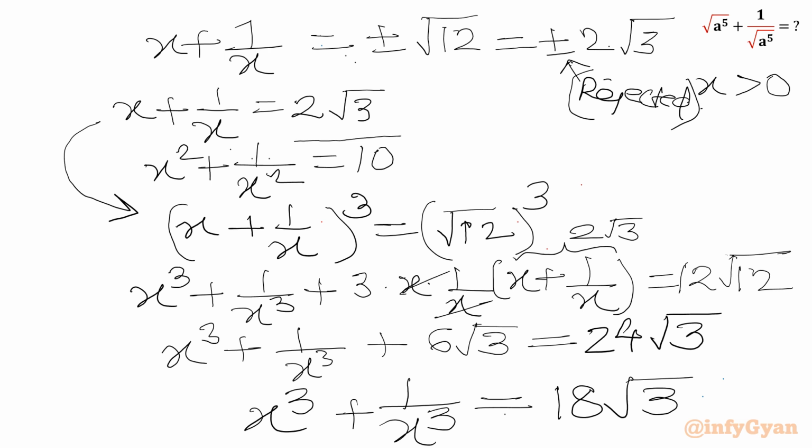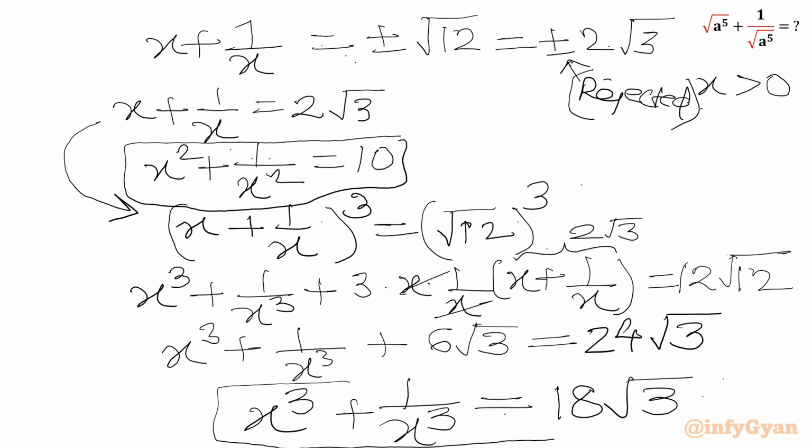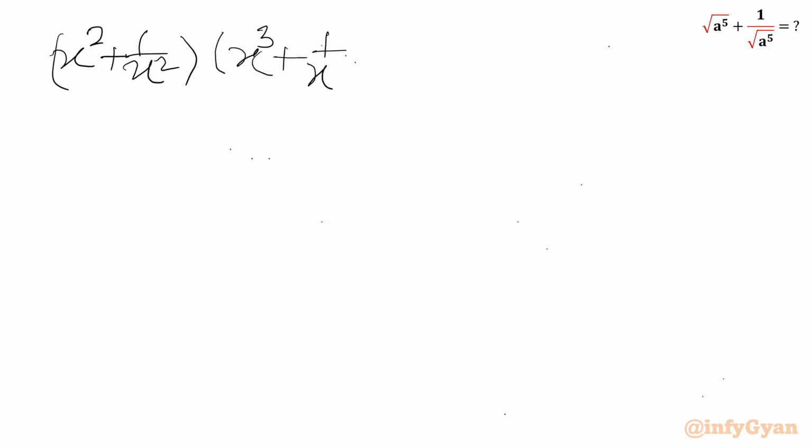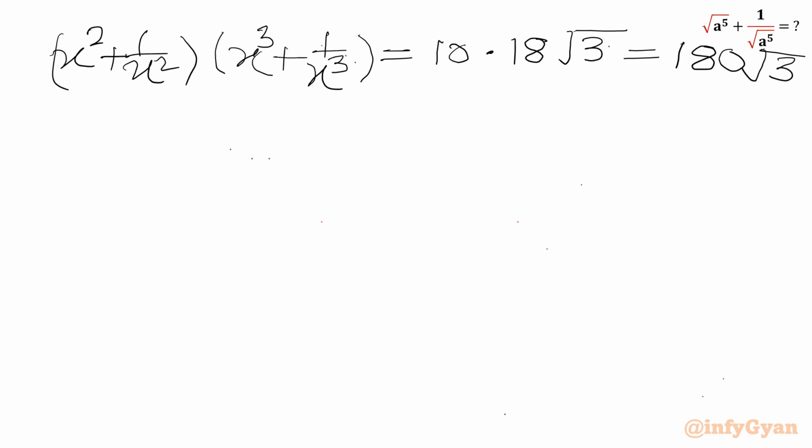Now I need to multiply only these two equations. x square plus 1 over x square equal to 10 and x cube plus 1 over x cube equal to 18 root 3. So I will write here x square plus 1 over x square times x cube plus 1 over x cube equal to 10 times 18 root 3. So our RHS is 180 root 3. Now only need to multiply term by term here. So these two terms will give us required expression x power 5 plus 1 over x power 5.